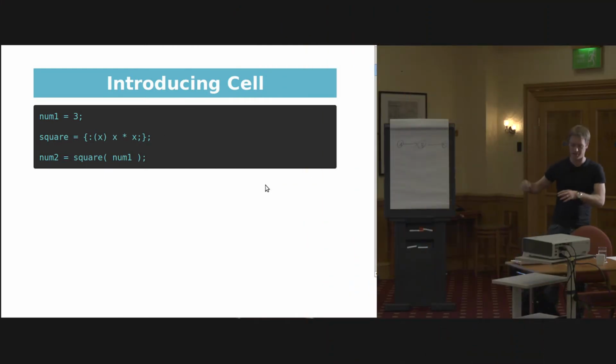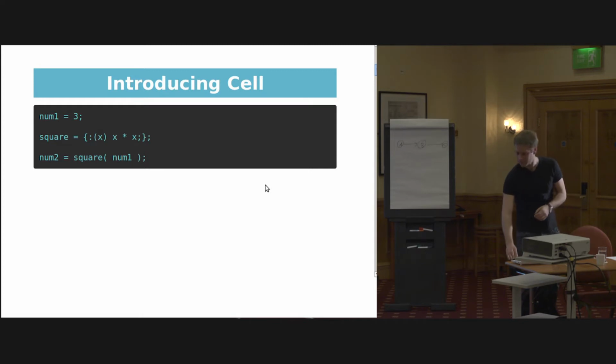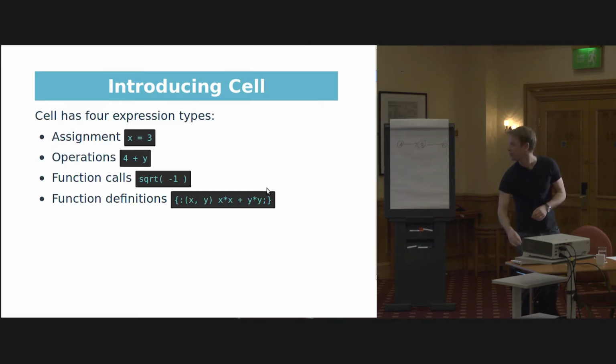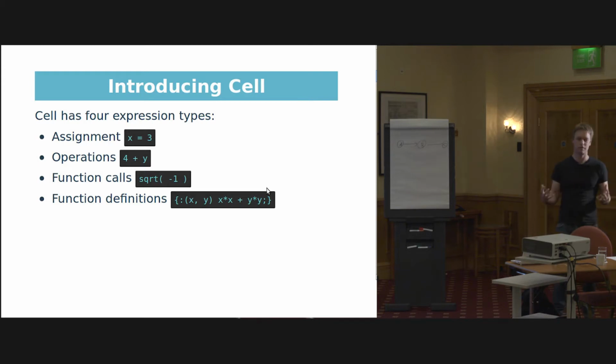Okay, so here's the same stuff, basically. Slightly different functions. All functions are anonymous, and you give them a name by using an assignment to a name. That hopefully will become clearer. So CEL consists of only 4 types of thing. Assignments, which put a value into a name. Operations, which combine 2 values together. Function calls, and function definitions.